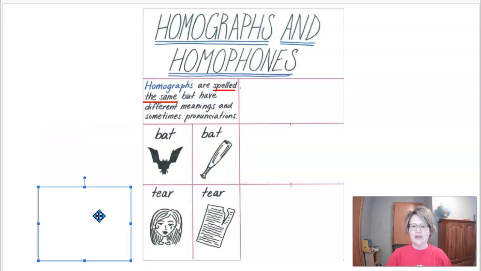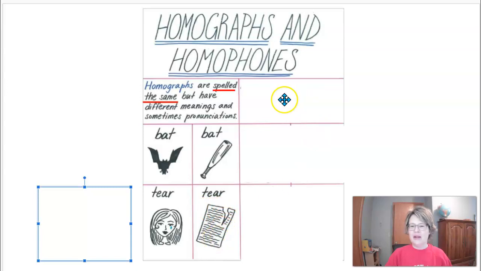Another example is tear and tear. Look at the spelling. It's spelled the same, isn't it? But a tear is something very different from a tear in a piece of paper.